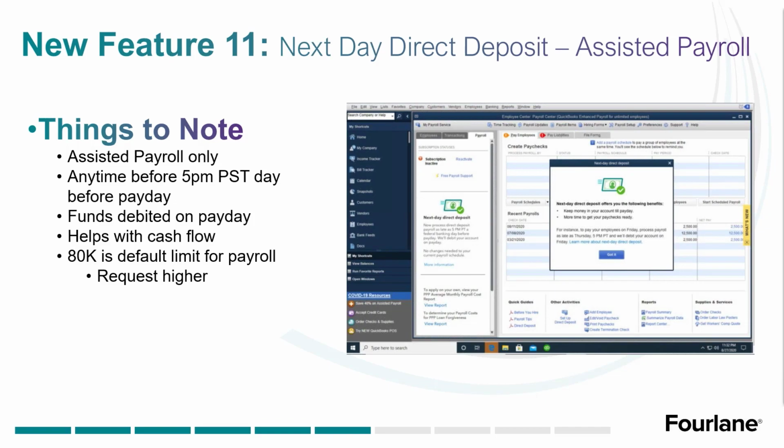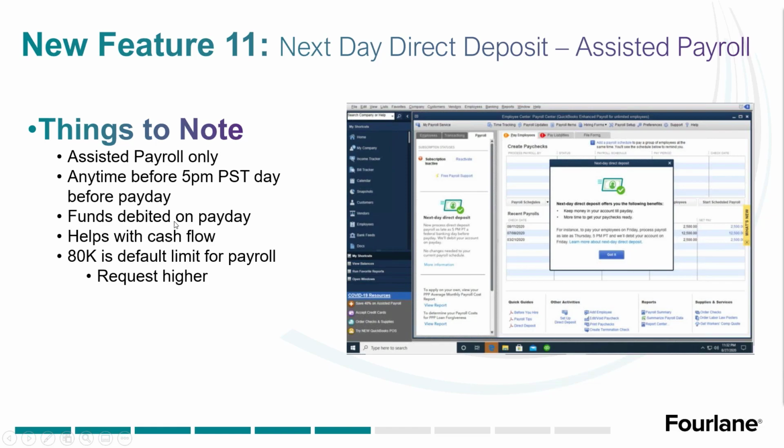Okay, our last two features, which I'll go through super fast. Next day deposit, direct deposit with assisted payroll. So this is for assisted payroll only. And if any of your clients or yourself are using assisted payroll, we definitely should talk about the options through Enterprise, because Enterprise has significantly better pricing for assisted payroll. Anytime before 5 p.m. Pacific, the day before payday, that's Thursday if your payday is on Friday, you can submit payroll. So you get in there an extra day, right?